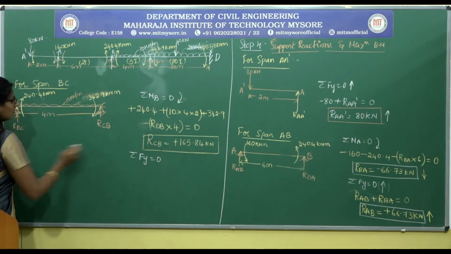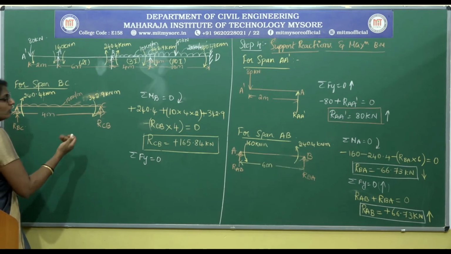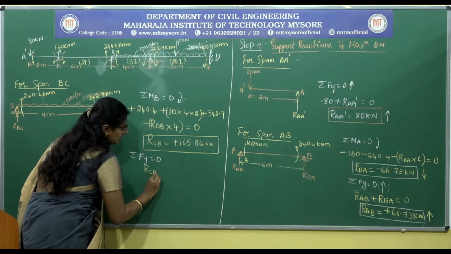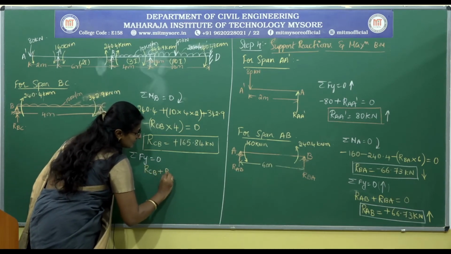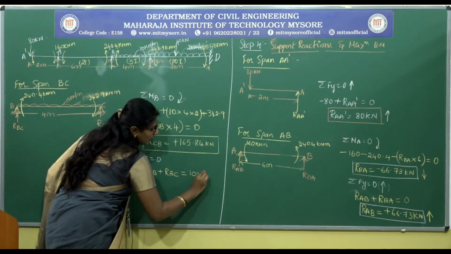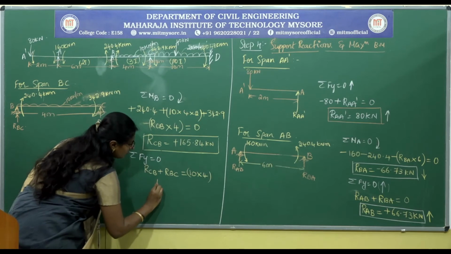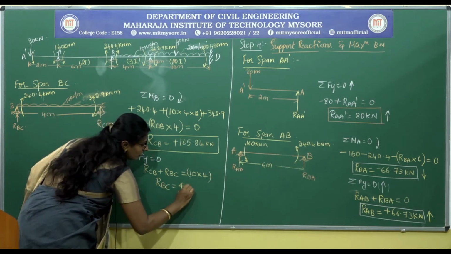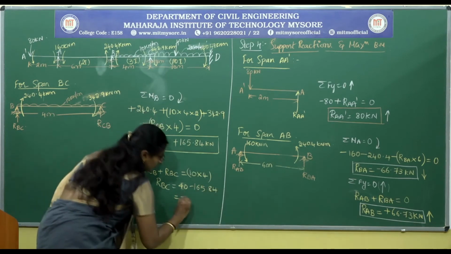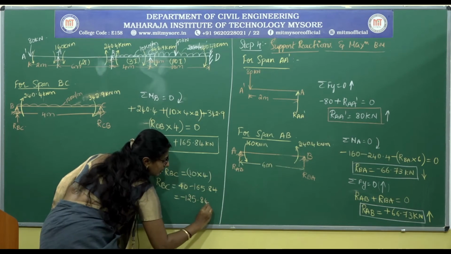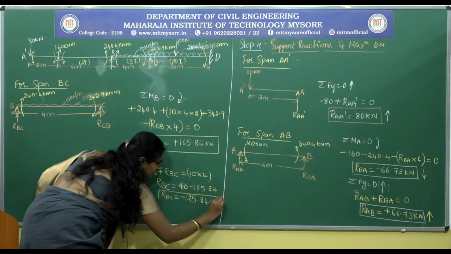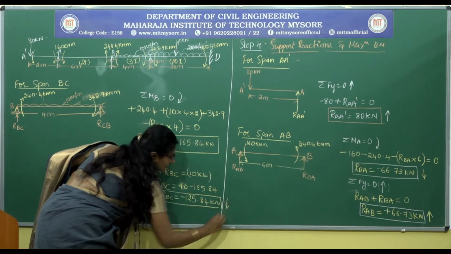Then considering one more condition, sum of all the vertical forces is equal to 0. So here the vertical forces are RCB plus RBC is equal to 10 into 4. So we need to calculate RBC. 40 minus RCB is 165.84 minus 125.84 kilonewton. This is RBC, so acting downwards.